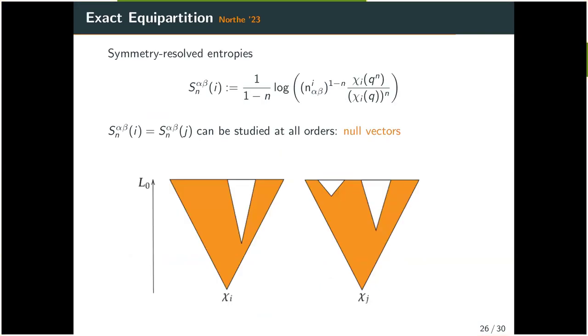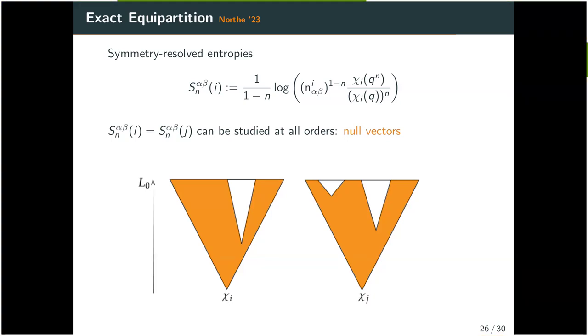So how can you change the size of a family? You do that, for instance, by adding null vectors. So far I always discussed the case where you have the limit q, epsilon goes to zero. But actually you don't need to do that because you have an expression which is exact. So let's just think about the exact expression, and then you compare characters for different families. You ask, when is this the same? You have to compare this ratio for different families.